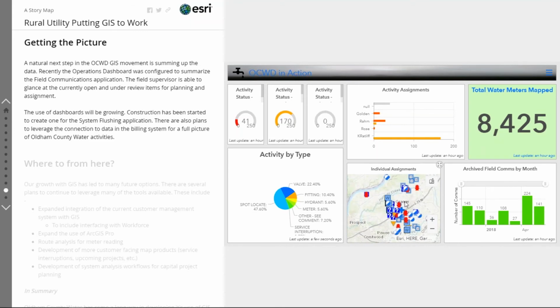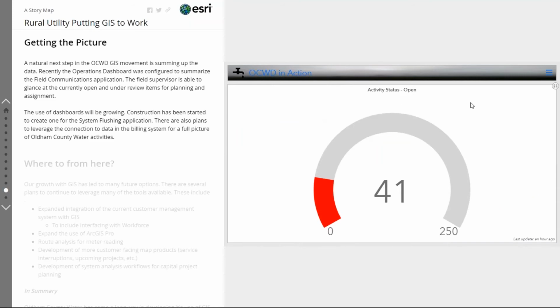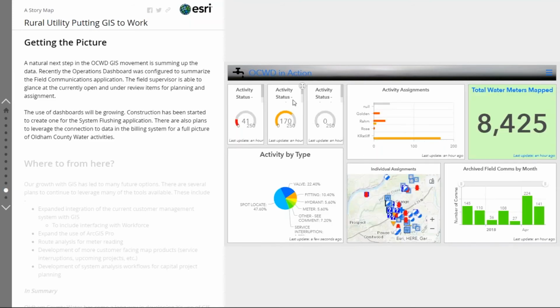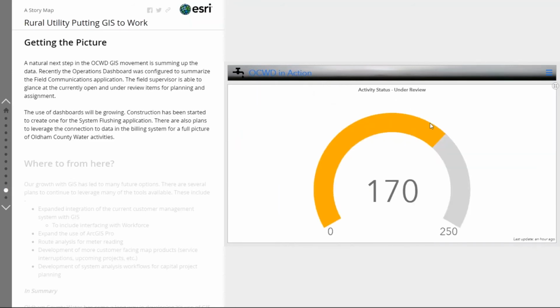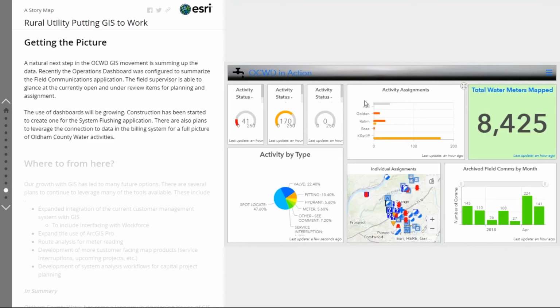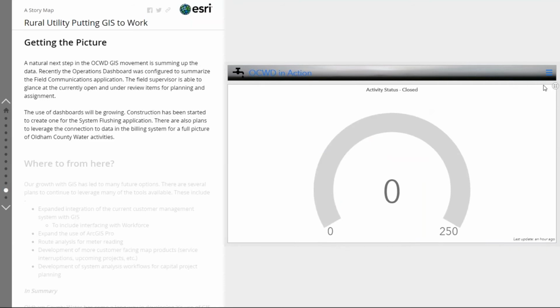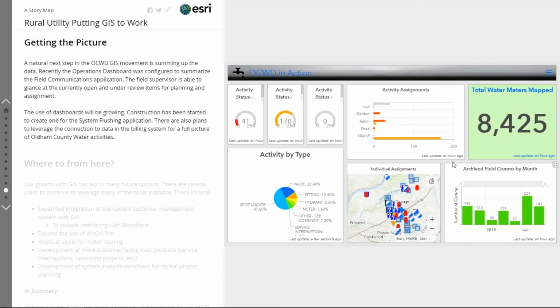So again, there's our field comms. There's currently 250 that are out there to have something done with. They may be open. So we have 41 that are currently open that need to be perhaps GPSed or some type of straightening of a hydrant, for example. We have 170 that have either been collected or the activity's been done, and I haven't cleaned any of those off, so I don't have any cleared or closed currently, just because I was prepping for this particular presentation.